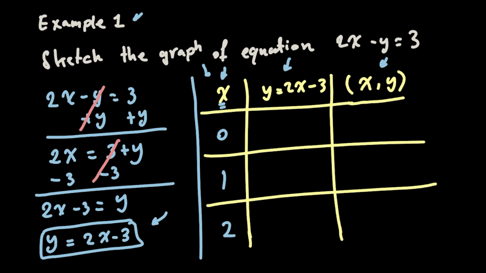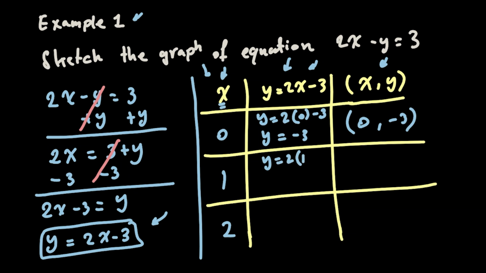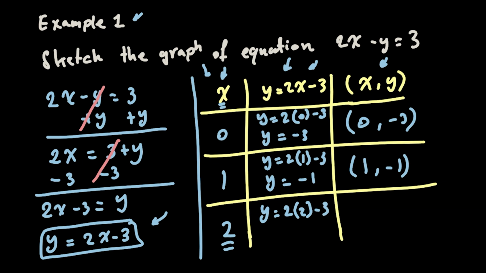And now we're going to substitute in this equation. So we will have y equals 2 multiplied by 0 minus 3, and y would equal minus 3. So the coordinates would be 0 and minus 3. And for the second row, the x value is 1. So we'll have y equals 2 multiplied by 1 minus 3, which is 2 minus 3, which is minus 1. So we'll have 1 and minus 1. And then we will have 2 here. So y equals 2 multiplied by 2 minus 3. So y would equal 4 minus 3, which is 1. So the coordinates are 2 and 1.